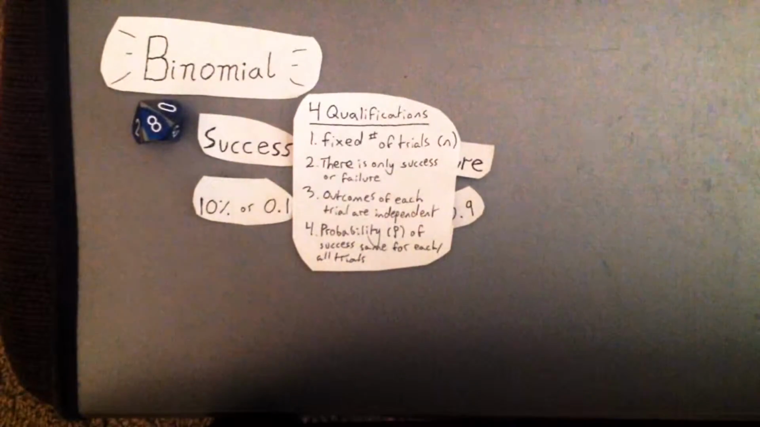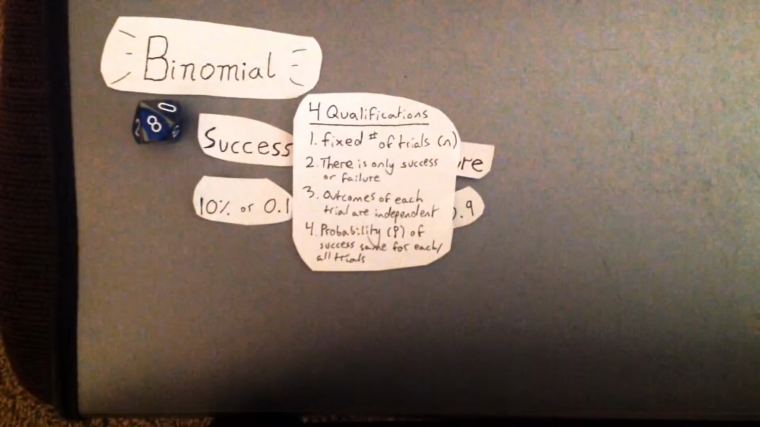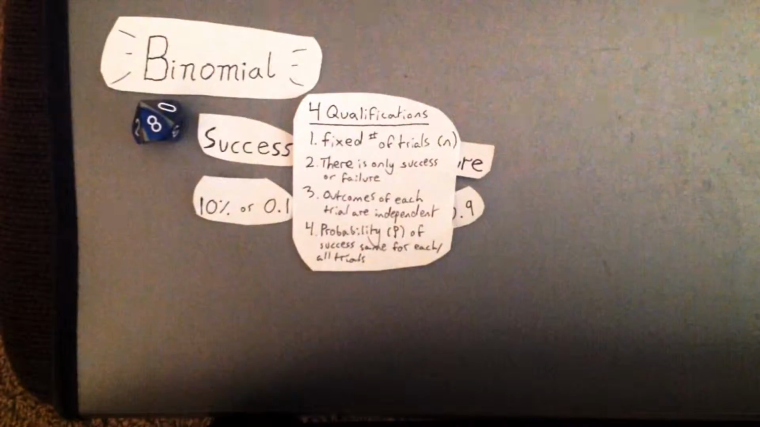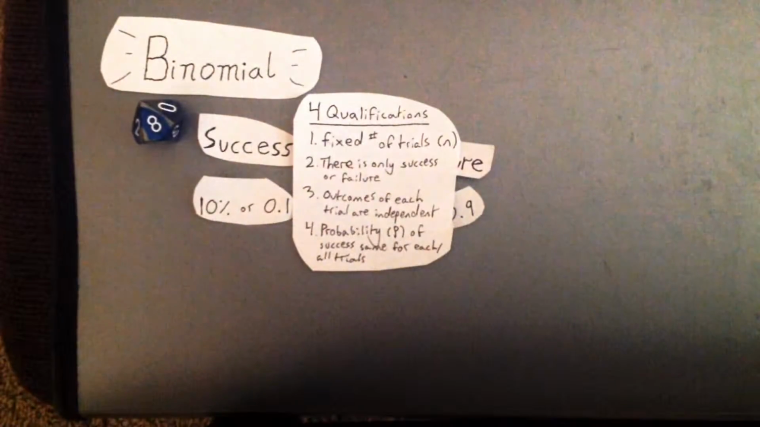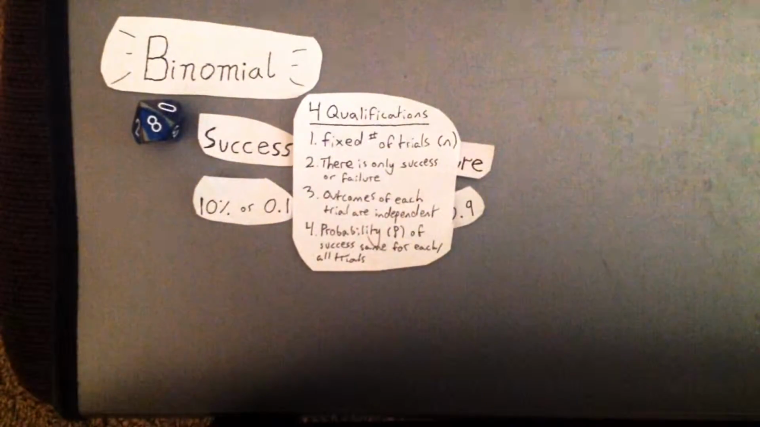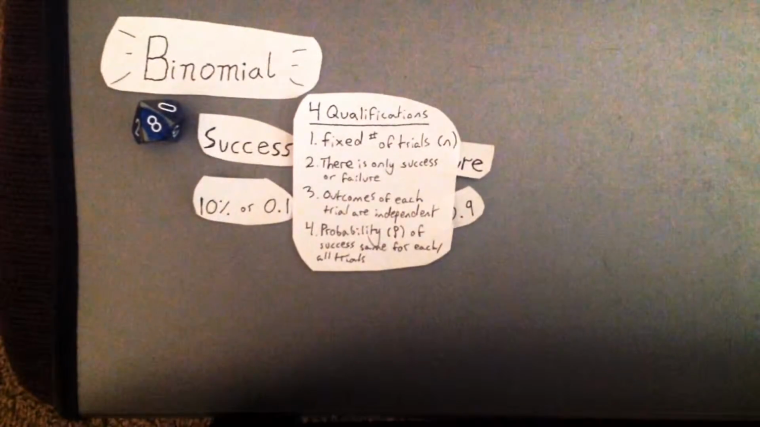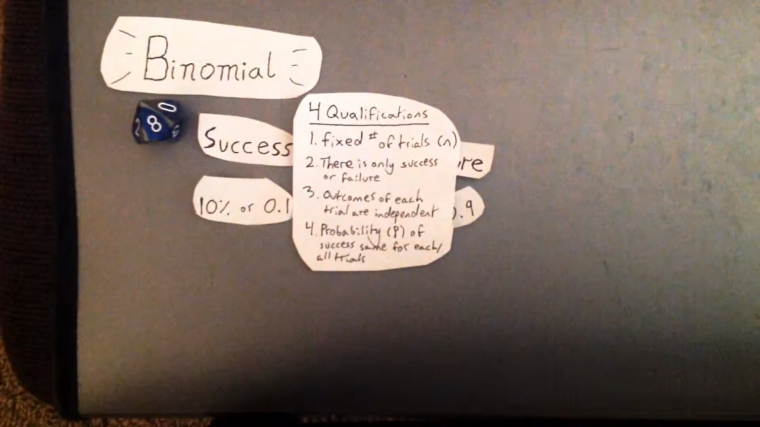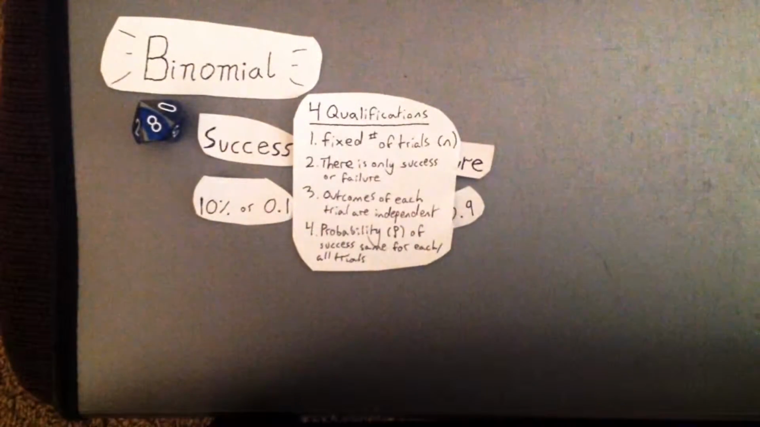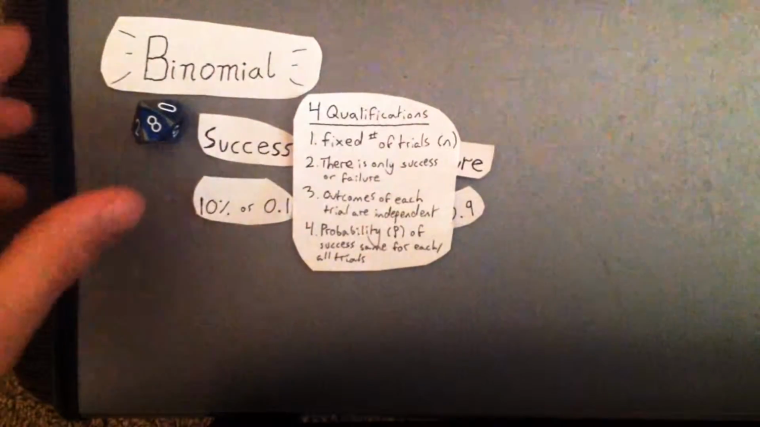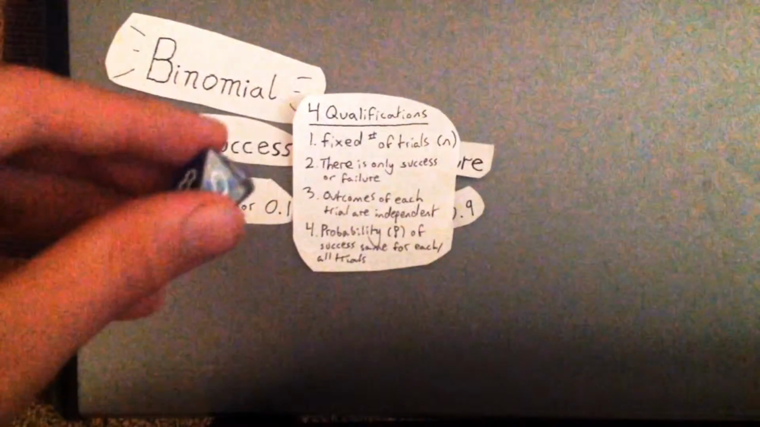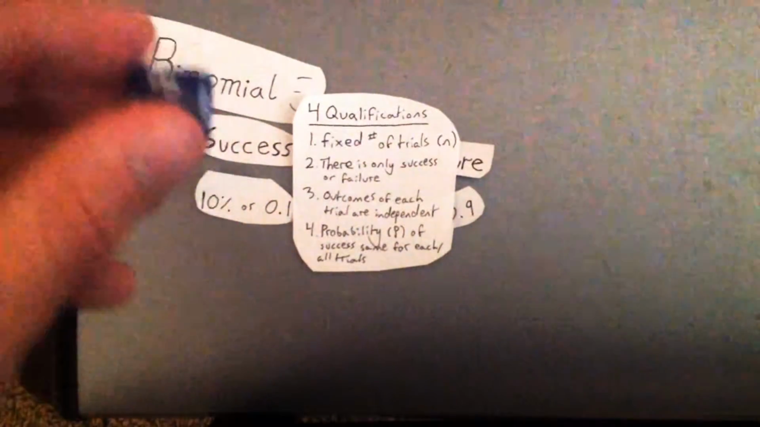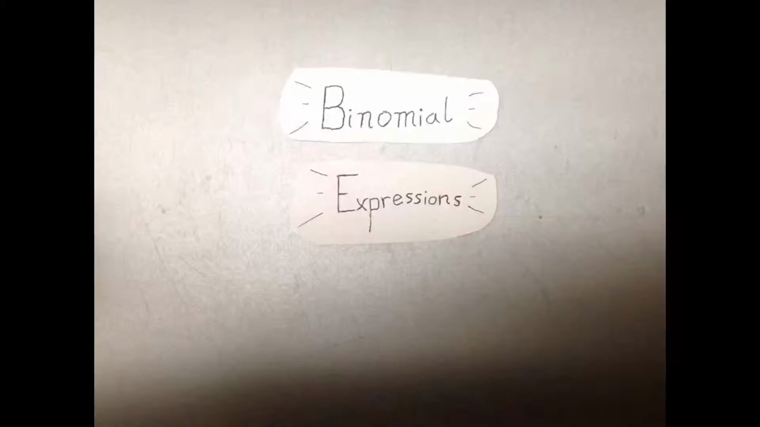So in our example, we have 5 trials. We roll the die 5 times, that's n. Number 2, there's only success or failure. If we're trying to get a 0, there's only 1 zero on that thing, everything else is a failure. Number 3, the outcomes of each trial are independent. Each time we roll the die, something new is going to happen. It's not dependent on the previous roll. And finally, the probability of success is the same for each and all trials. The number of zeros on this die does not change as we keep rolling. It's always 1 out of 10. And so, with our example, we have met the qualifications to be considered binomial.